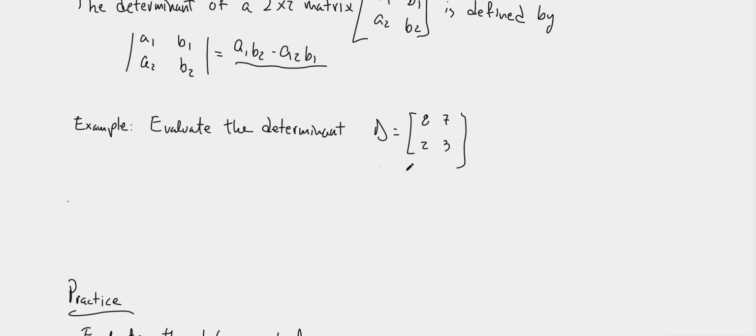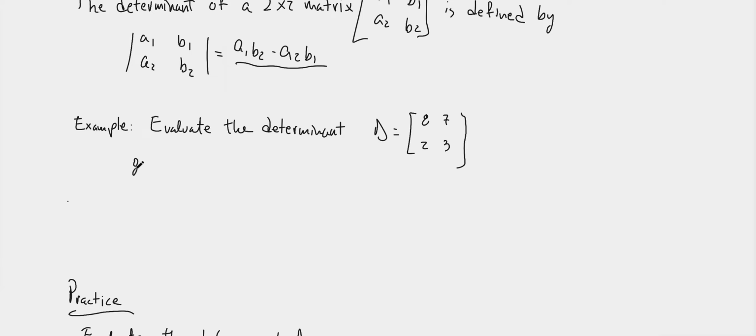By the way, this is a 2-part video, and in the next video we're going to learn how to find the determinant of a 3 by 3 matrix, which is a little bit more complicated, but 2 by 2 is easy.